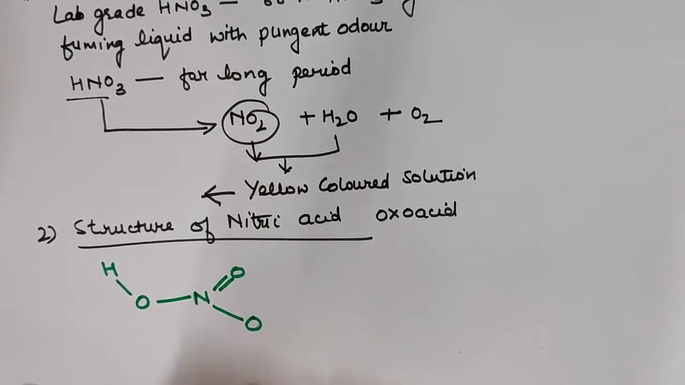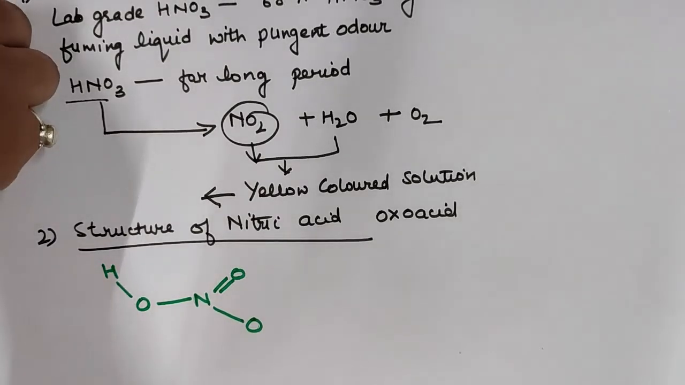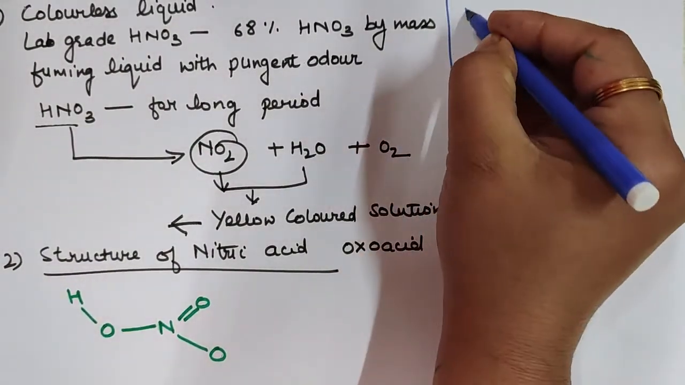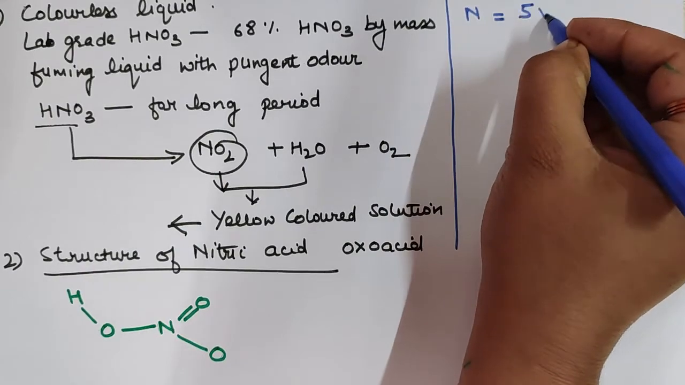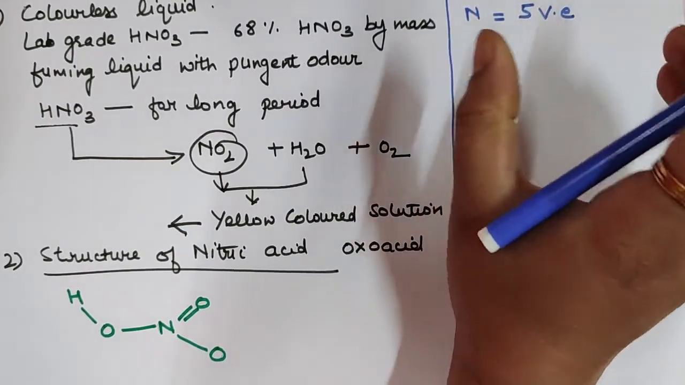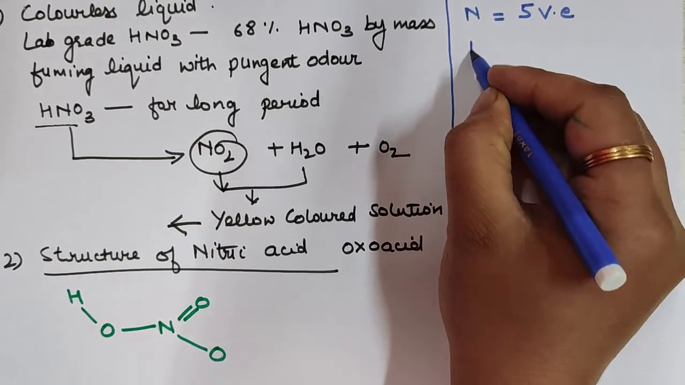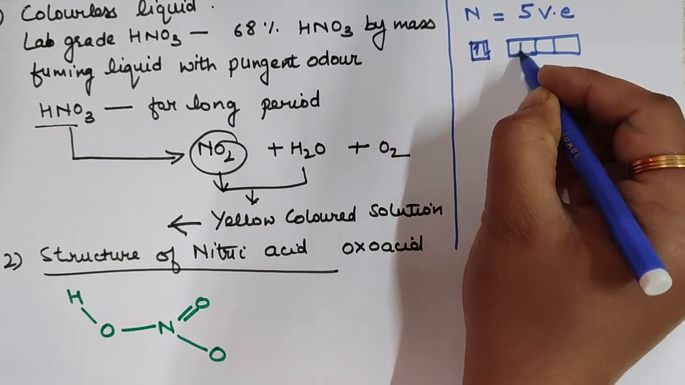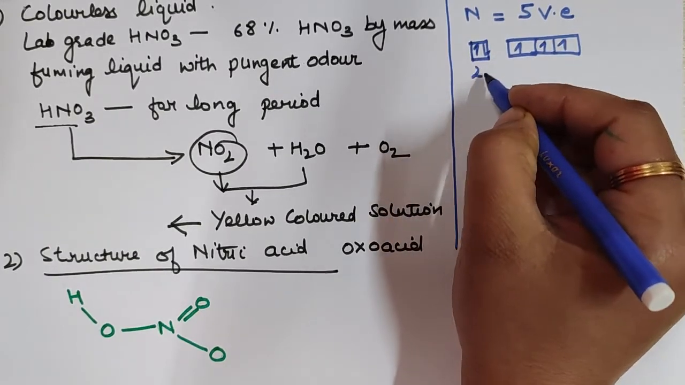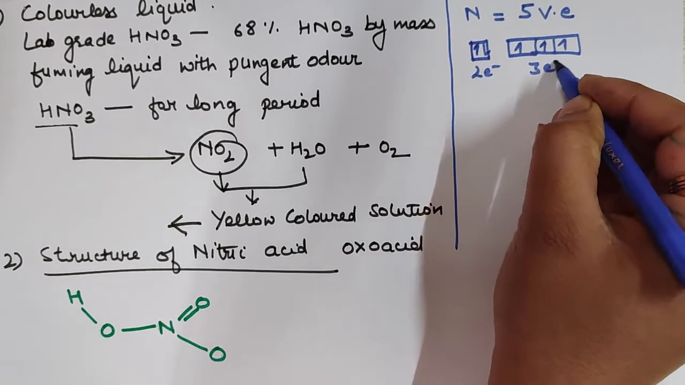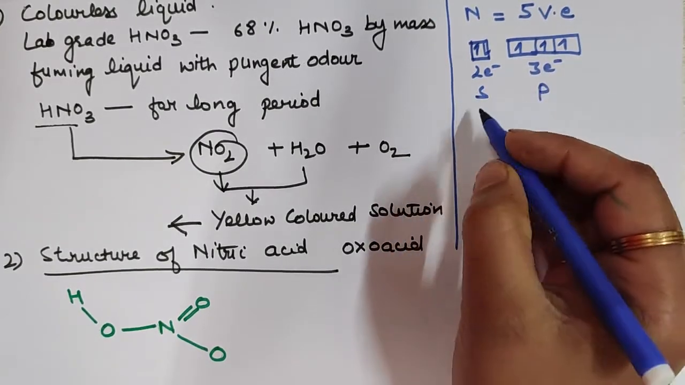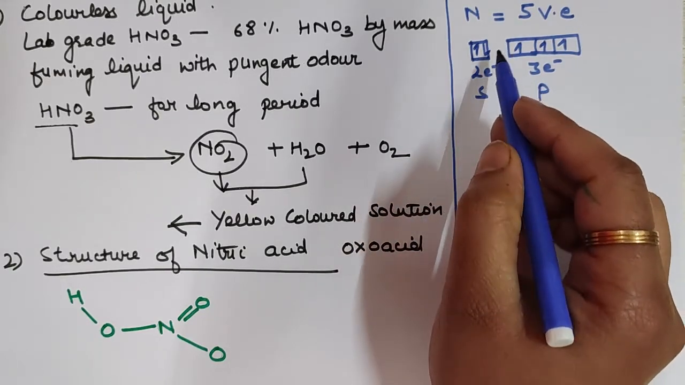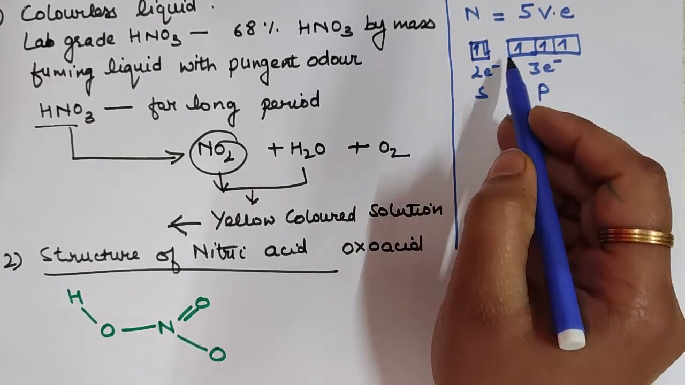Now just look at nitrogen first. If you remember, nitrogen has 5 valence electrons. We have 2s and 3 2p orbitals. So here 2 electrons, and 1, 1 and 1. So 2 electrons are here and 3 are here. These are s and these are p electrons. So now it cannot form 5 bonds, it will form only 4 bonds.